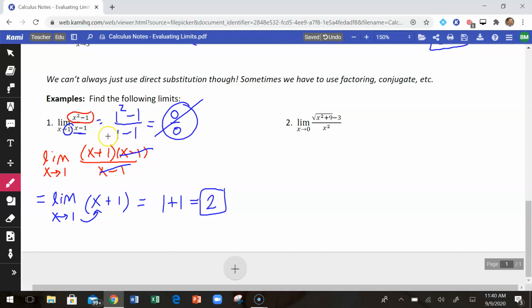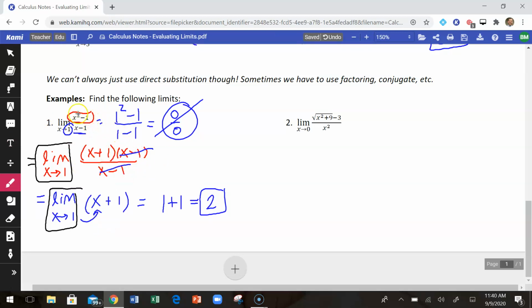I want you to notice a couple things here. One, again, I can't just use direct substitution because I got 0 on the bottom. Two, I want you to notice that with every single step that I did, I wrote equals the limit as x approaches 1 of, and I kept simplifying that.